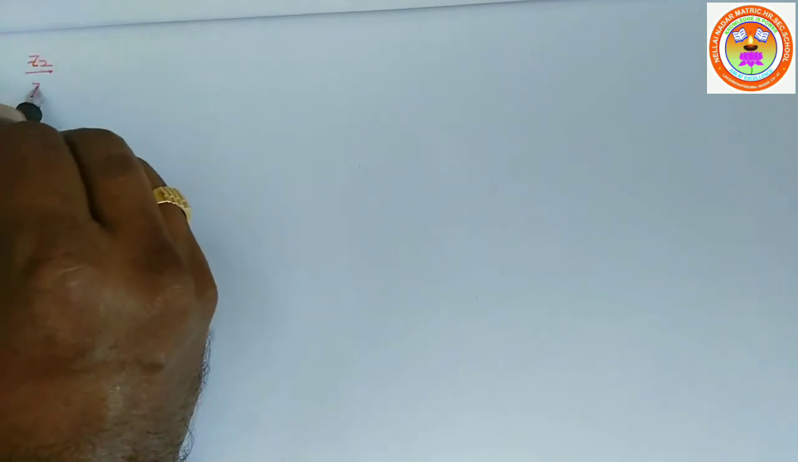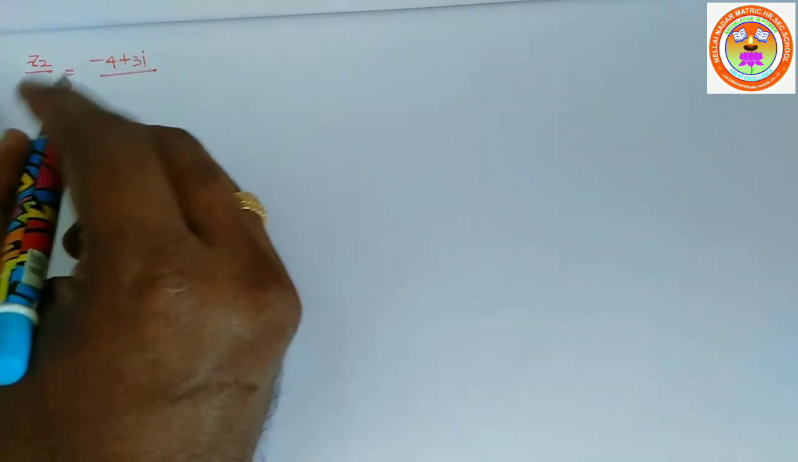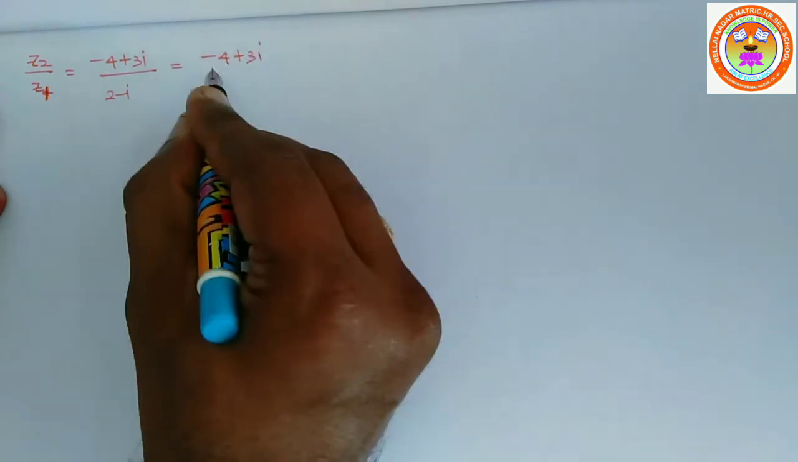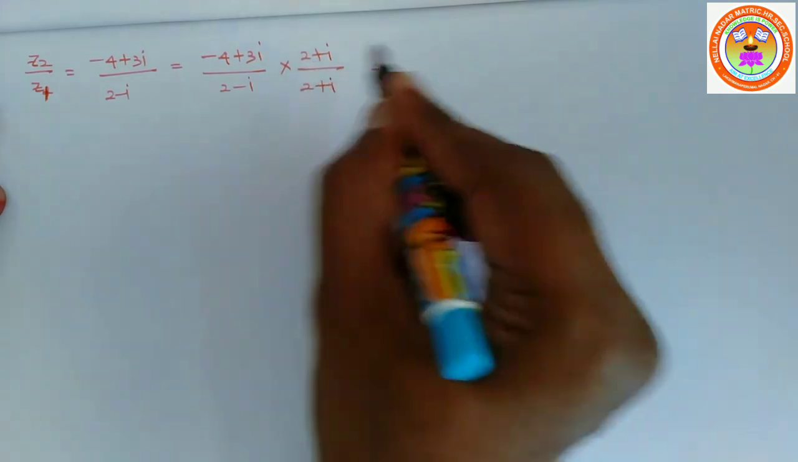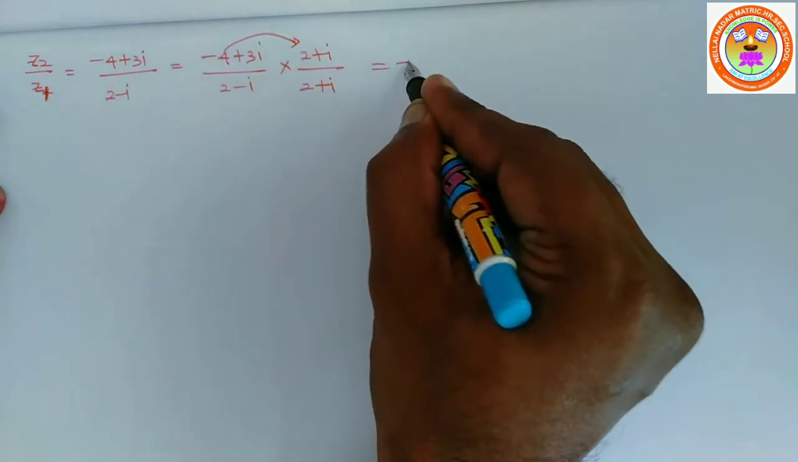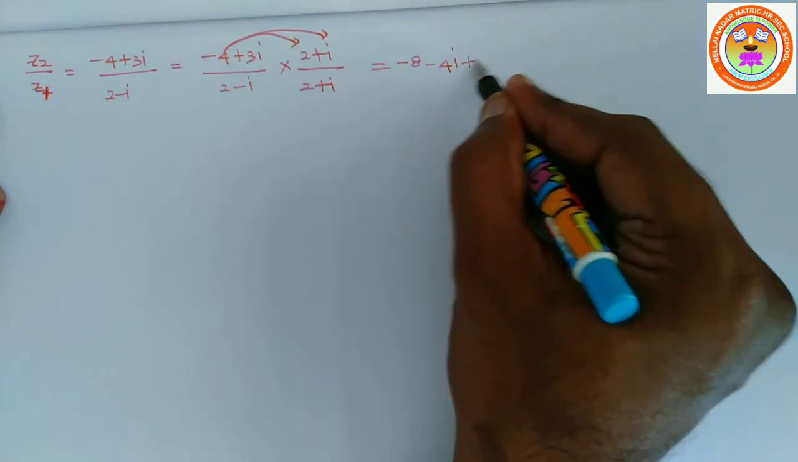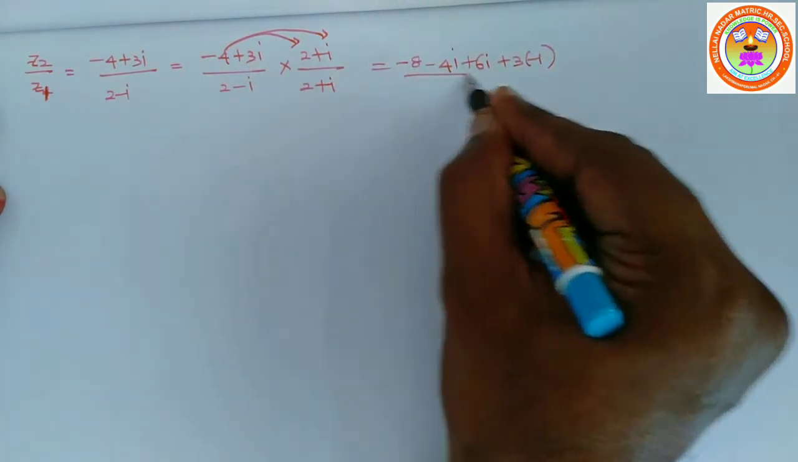The final one is the inverse of (z1 divided by z2) whole power minus 1, which we write finally as z2 by z1. Here z2 is minus 4 plus 3i, and z1 is 2 minus i. So I need to take the conjugate: minus 4 plus 3i divided by 2 minus i, conjugate 2 plus i divided by 2 plus i. You can do the multiplication. Minus 4 into 2 is minus 8. Minus 4 into i is minus 4i. 3 twos are 6i. 3 into i, i squared, is minus 1, so minus 3.